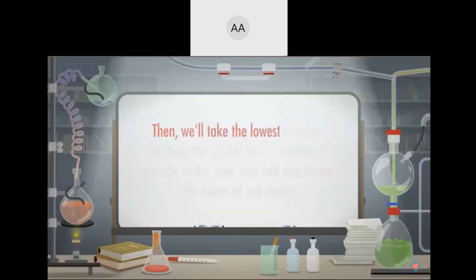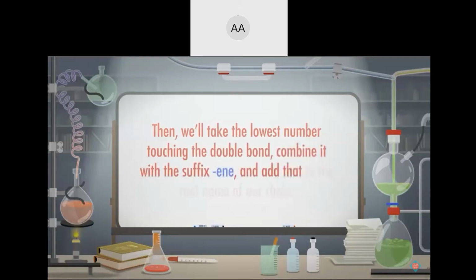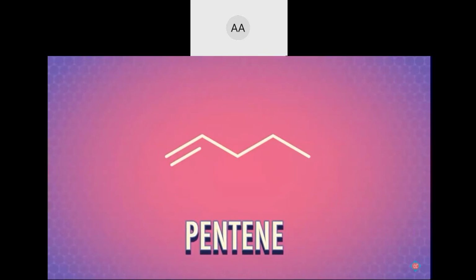Then we'll take the lowest number touching the double bond, combine it with the suffix ene, and add that to the root name of our chain. For example, the longest chain in this molecule is a 5-carbon chain, so the root is pent. Because there's a double bond, we know the suffix is ene, but we also have to number the carbons. Starting from the end closest to the double bond, that's 1, 2, 3, 4, 5. And because the double bond is between carbons 1 and 2, this compound is pent-1-ene.